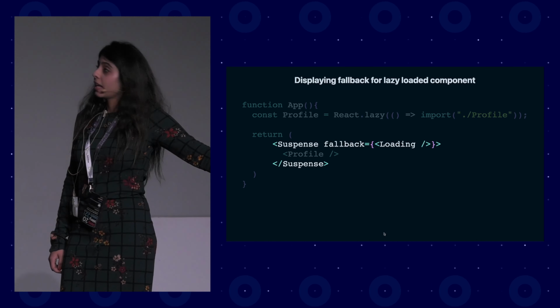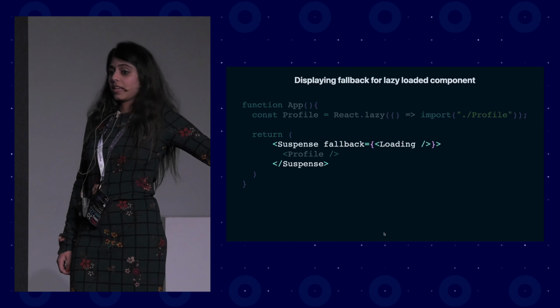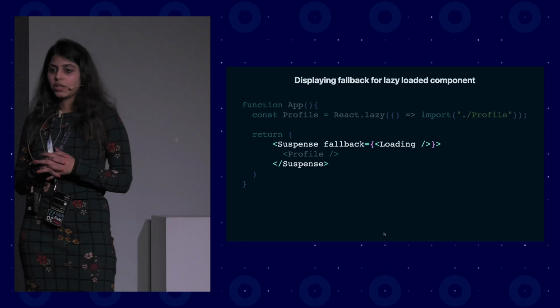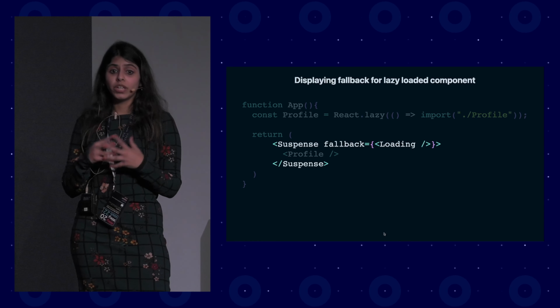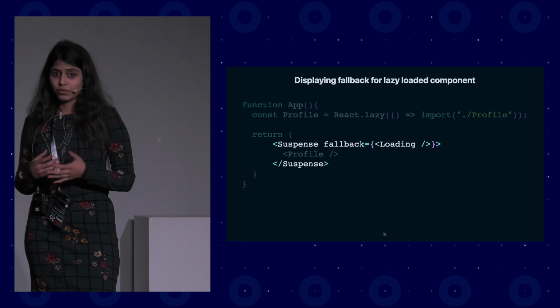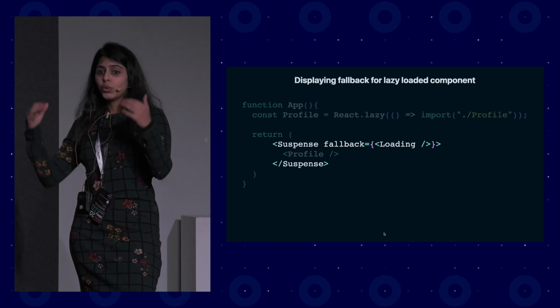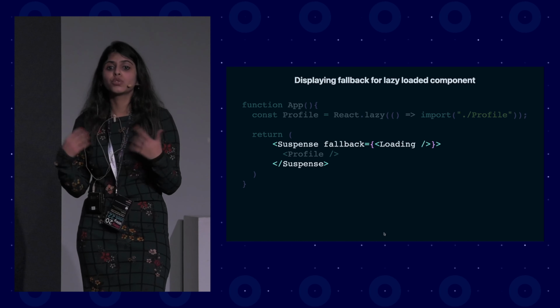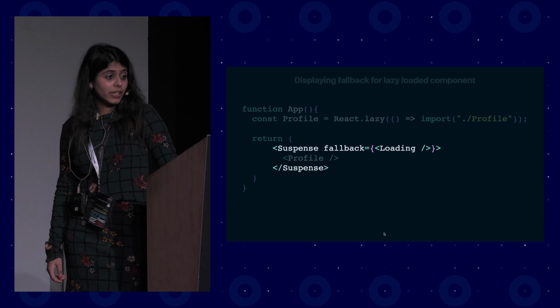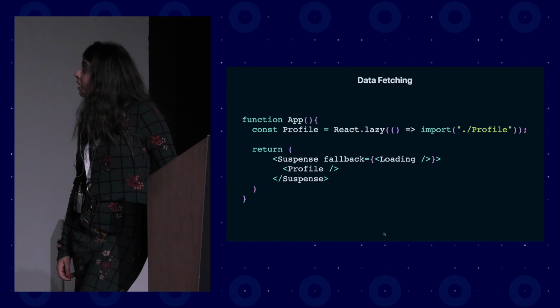Another big use case for Suspense is in data fetching. But this is a misconception, because many people think that Suspense can only be used for data fetching, but it can be used for any asynchronous code. Just that whatever you are wrapping inside Suspense has to work with the Suspense API. So let's see how we can use it for data fetching.